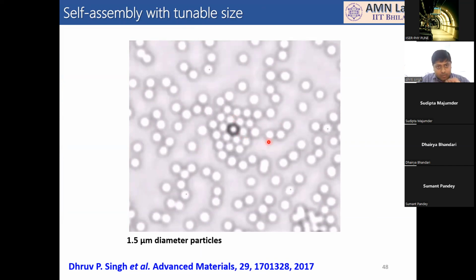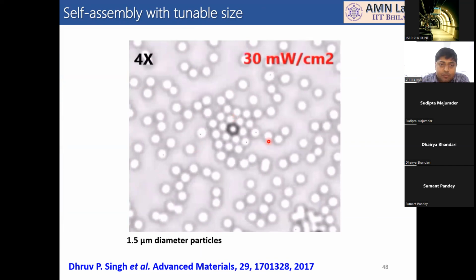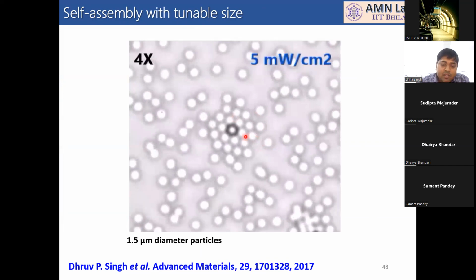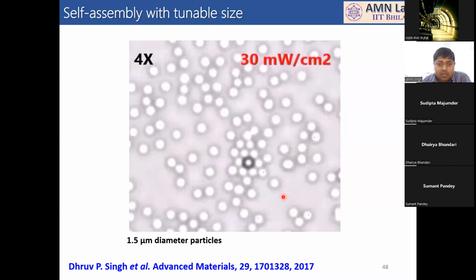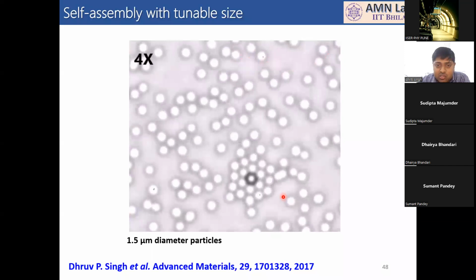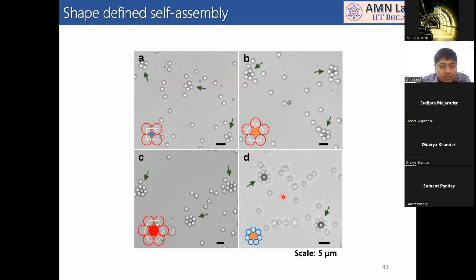Like you can see here, initially we have a bigger structure. We reduce the intensity, we chop off the second layer. Only one layer is now left. We increase the intensity again, we collect the particles again, and we again form the bigger structure. So we can do this in a reversible manner as per our requirement. So we can tune the size of the structures. Further, by changing the size ratio of the passive particle and the micromotors, we can form different types of structures.